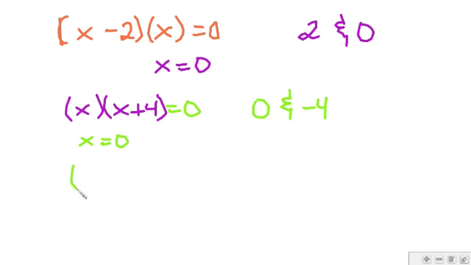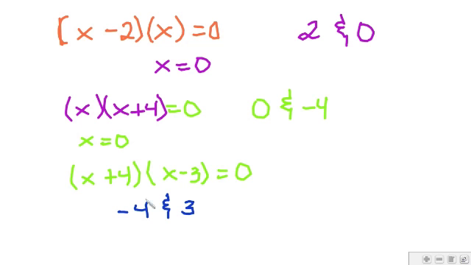Okay? Last one. X plus 4, x minus 3, set equal to 0. And they want you to find the product of this equation. So let's go ahead. What's the opposite of positive 4? Negative 4. What's the opposite of negative 3? Positive 3. And those are my two answers.